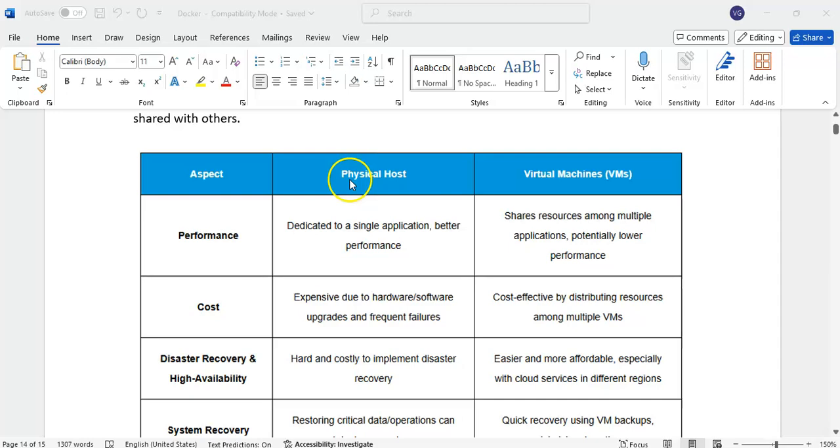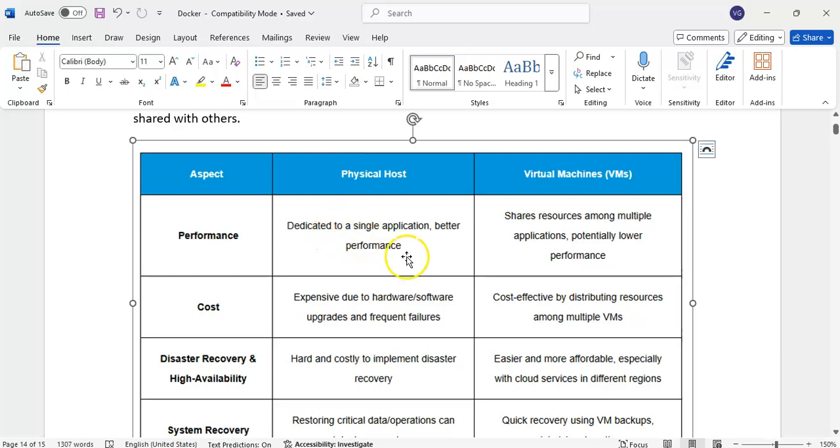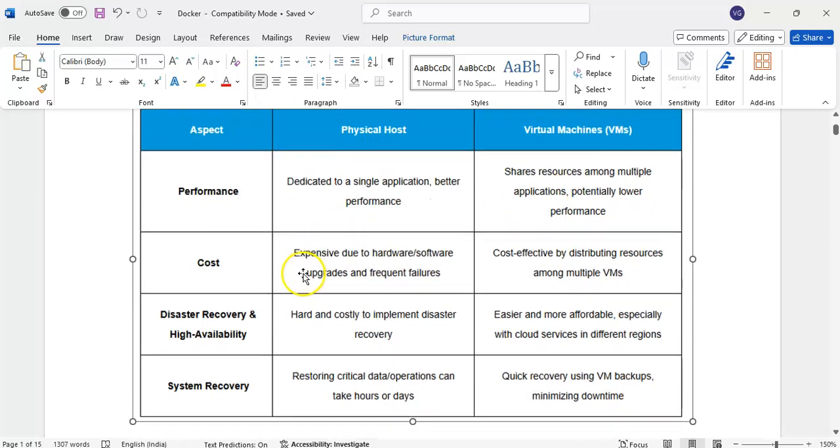Performance wise, a physical host is dedicated to a single application. We can run only a single application, so we will get better performance. With a virtual machine, it will share the resources among multiple applications and potentially lower the performance, because it will share all the hardware and OS with different virtual machines. Obviously, it will somewhat decrease the performance.